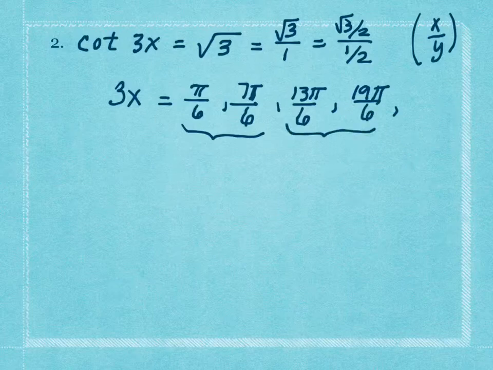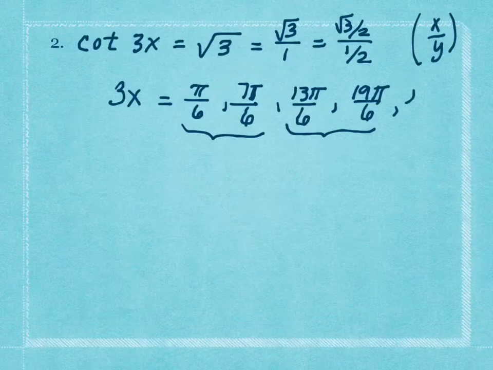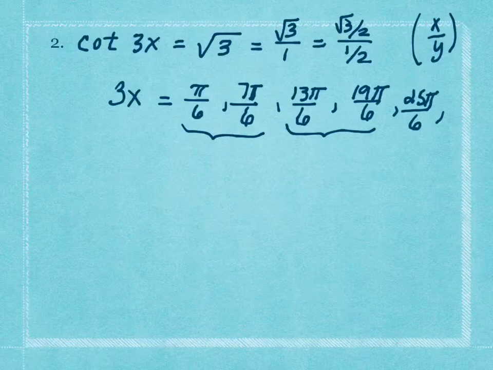I want to do it 2 more times, and then we're nearly done. If I take 13 pi over 6 and I add 2 pi to it, 25 pi over 6. We're going to do it one more time. How about 19 pi over 6 plus 2 pi? 31 pi over 6. And you might say, well, why did we do that?